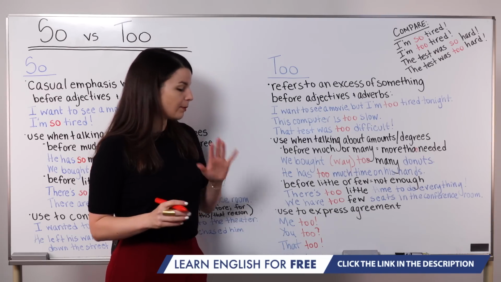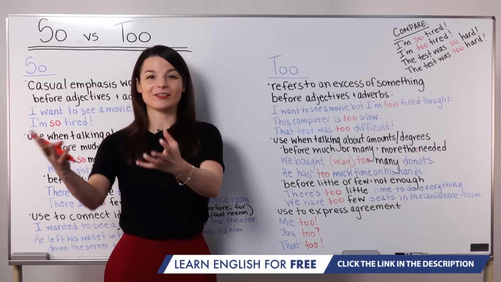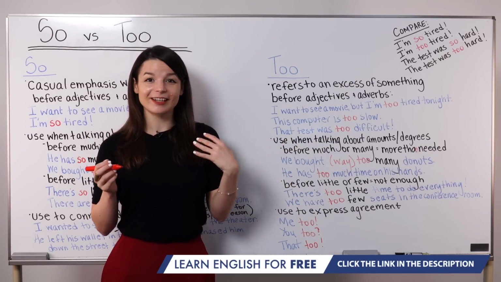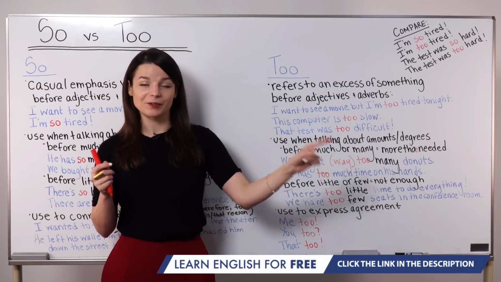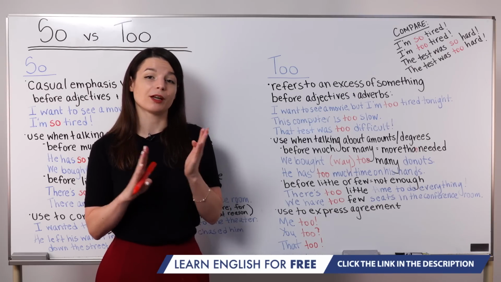You can also use it to mean something else. That too, like an idea, for example. Someone gives you a good idea, and another person gives you a second good idea, and there's a third good idea, and you can respond with, yeah, that too. That's a good idea too. So these are some very common ways that we use too to express agreement.